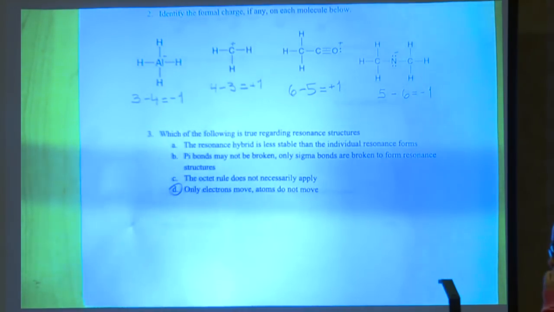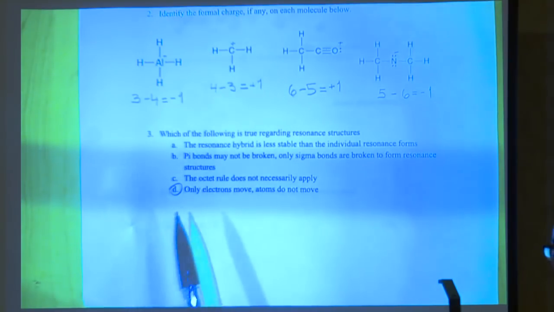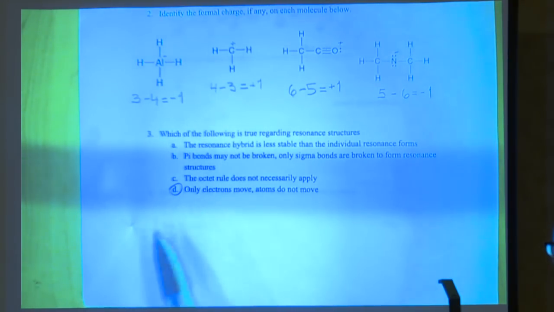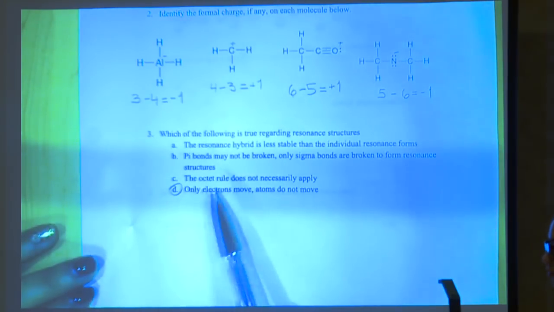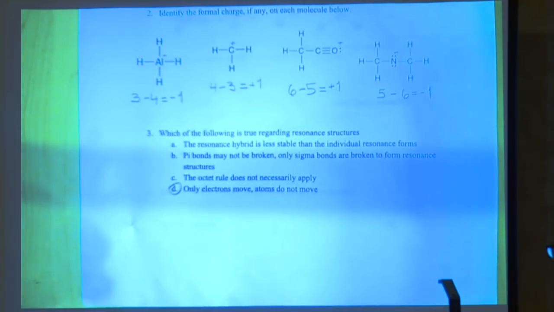So these are just things to keep in mind whenever you are asked to draw resonance structures. Make sure that you're not breaking any sigma bonds, right? You can only break the pi bonds, or you can move lone electron pairs. And then the octet rule must still be followed. So we can't have a carbon with like 5 bonds. Okay?